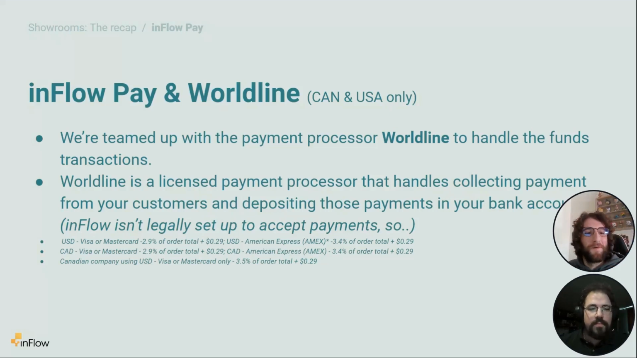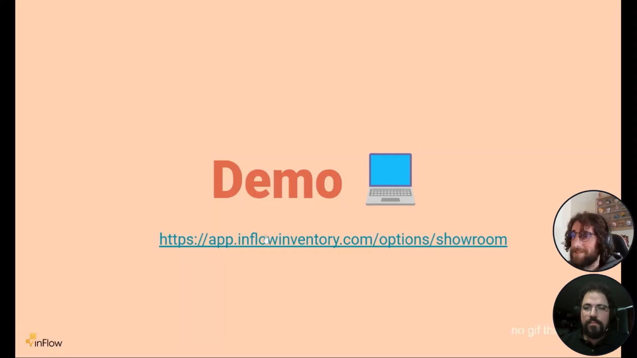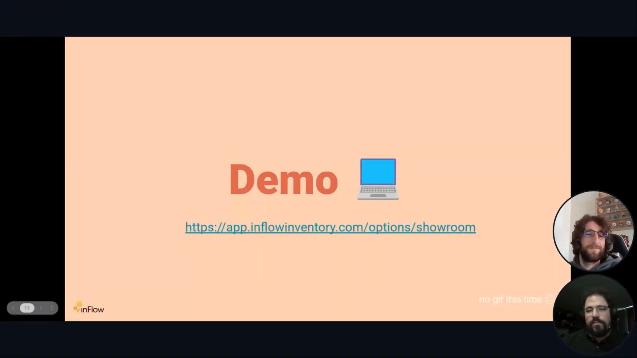So we teamed up with Worldline, which will do the payment processing for us. Of course, they do have a fee. It's their work, it's normal, but it's the usual fee. It would be between 2.9 to 3.5% of the purchase, plus 29 cents. So good deal, I would say. So let's go to the demo. Let's see firsthand what this is all about.